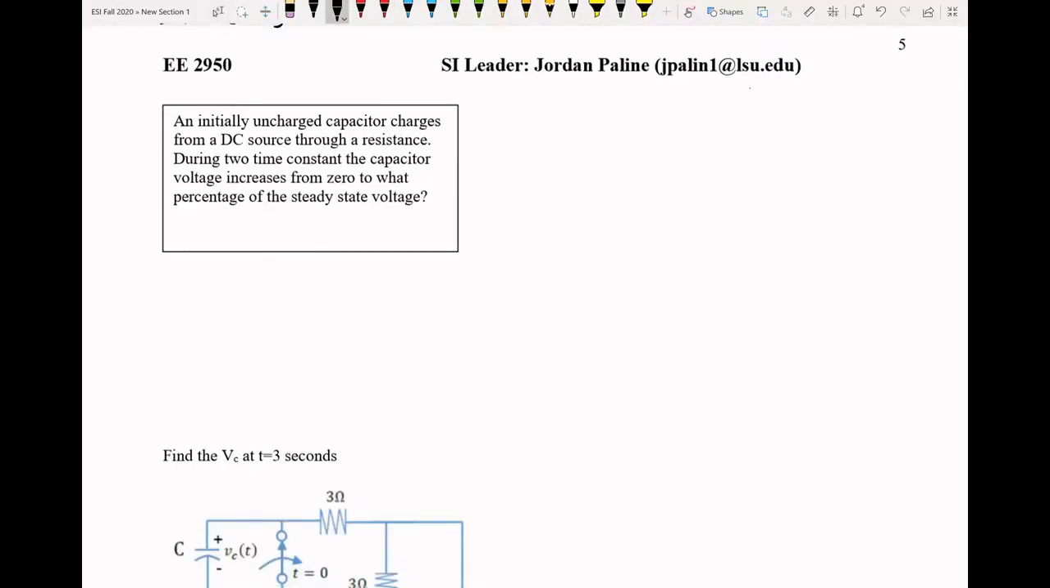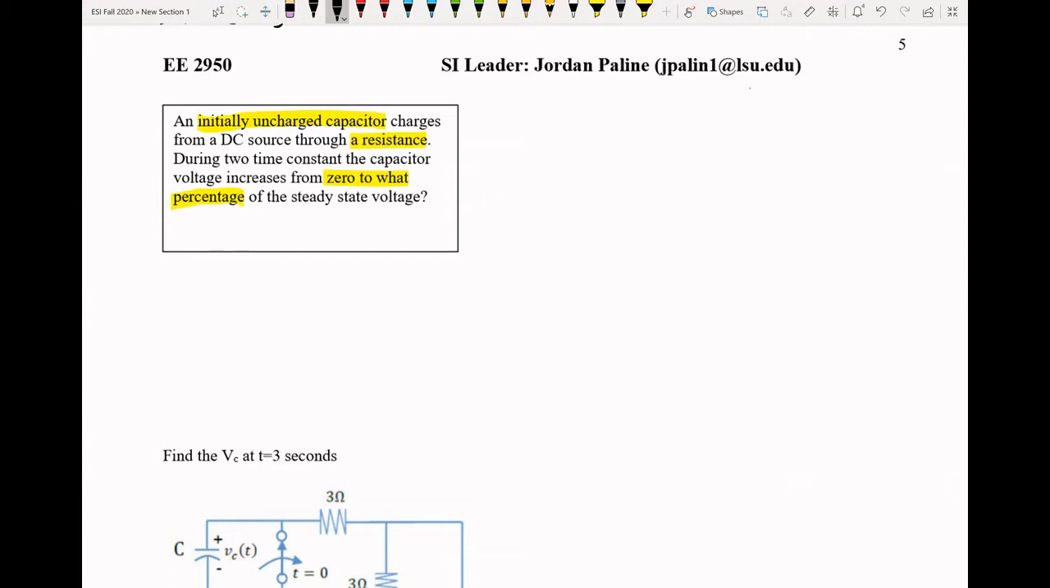Okay, let's take a look at this next problem we have here. They give us an initially uncharged capacitor, which charges from a DC source through a resistance. During two time constants, the capacitor voltage increases from 0 to what percentage of the steady-state voltage? Okay, so looking at our equation for the charging and discharging.